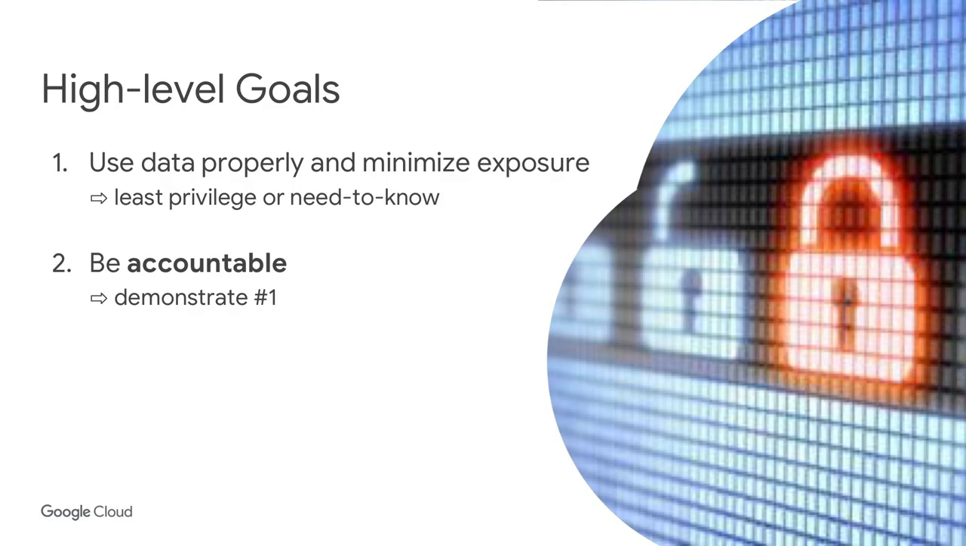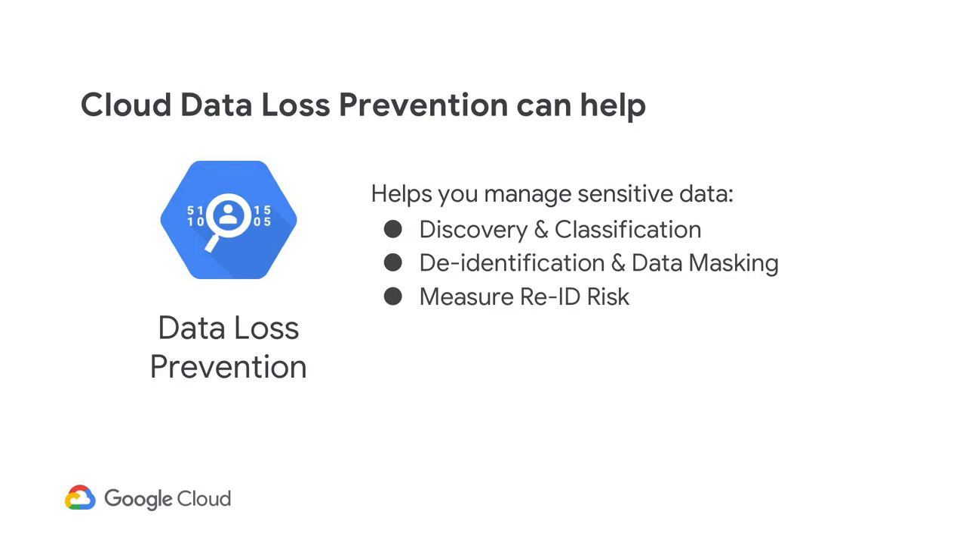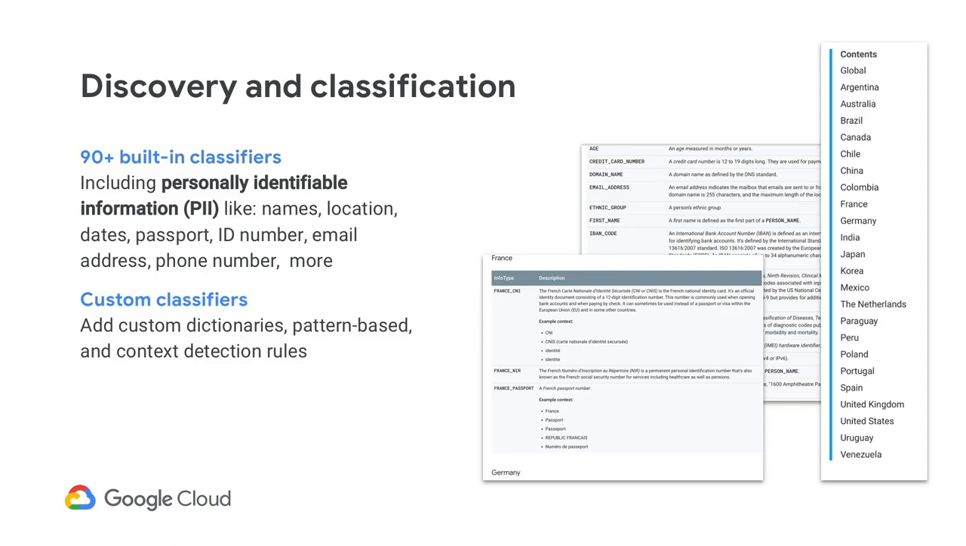So how can cloud data loss prevention help? What cloud data loss prevention brings is the ability to discover and classify sensitive data, as well as de-identify or mask that data. And so out of the box, when we talk about discovery and classification, what we're talking about is the ability to go in and look for things like credit card numbers, social security numbers, different types of PII that may be global types, they could be country specific. And so out of the box, our cloud DLP infrastructure has about 90 built-in classifiers. And then you can go in and create your own custom classifiers, or augment the ones that we have.